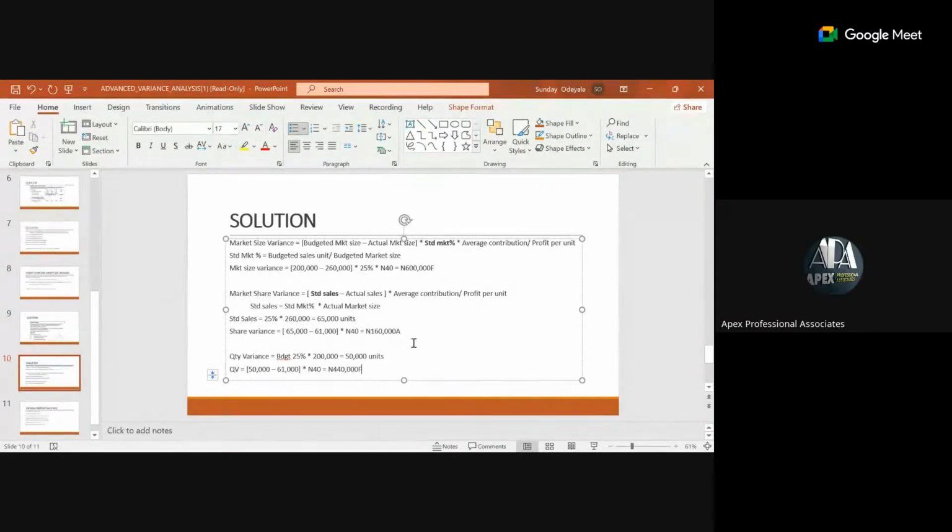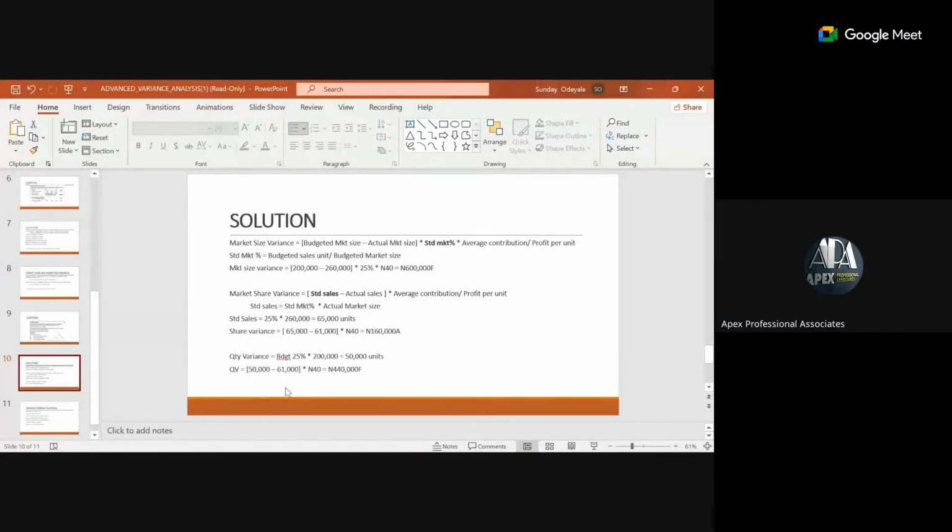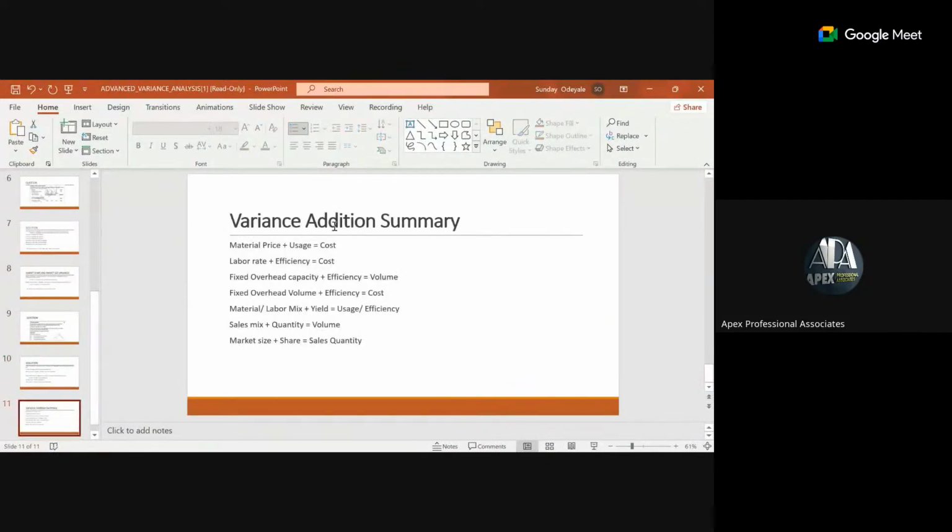So if you add 600,000 favorable and 160,000 adverse, of course, you are getting 440,000 favorable. This is what I'm trying to justify, that your market size plus your market share should always give you your sales quantity variance. So now that leads us to this form. This is for your consumption. I don't need to explain, and you will need them when we are doing questions that have to do with reconciliation of variance.